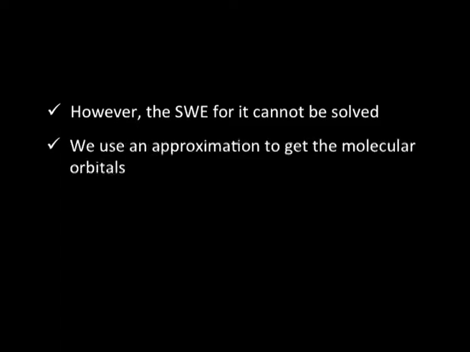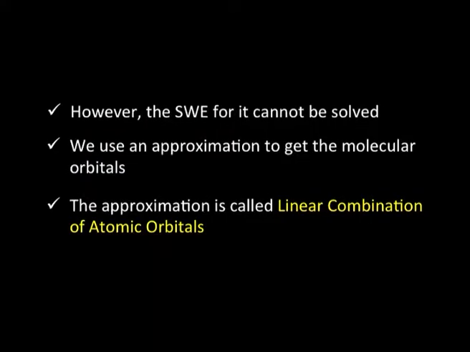Since the Schrodinger wave equation cannot be solved, we take recourse to approximation. That is, we do not formulate a Schrodinger wave equation and solve it explicitly. As against that, we use a common logic and an approximation approach. By that approach, we try to formulate or generate molecular orbitals, and that approximation is called the linear combination of atomic orbitals, or commonly the LCAO approximation.